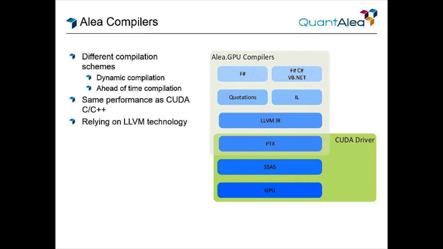So now the compiler, half of it is already answered by the question that just got asked. We have mainly two compilation streams. One compilation stream is, in a sense, the old scheme, which is implemented in F-sharp. You take F-sharp, you write F-sharp quotations with a CUDA DSL, and these quotations are then compiled to LLVM IR, and from there to PTX with the CUDA driver. That's version 1.x. Now with version 2, we have a second compilation stream, which takes F-sharp, C-sharp code.